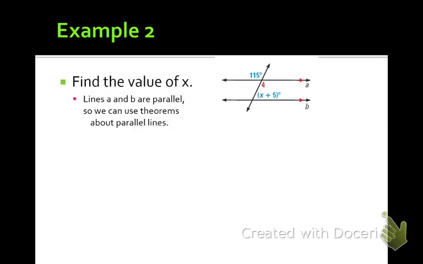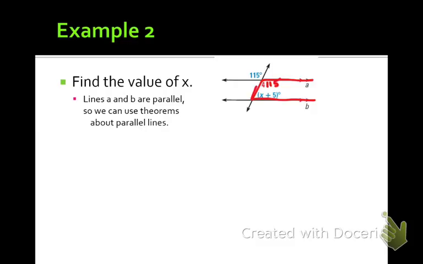Okay? We know that lines A and B are parallel, so we can use the theorems about parallel lines that we just talked about. Well, if I trace this angle and this angle, they don't make any of the nice letters we were talking about before. But if this angle is 115 and these are vertical, that means angle 4 is 115.